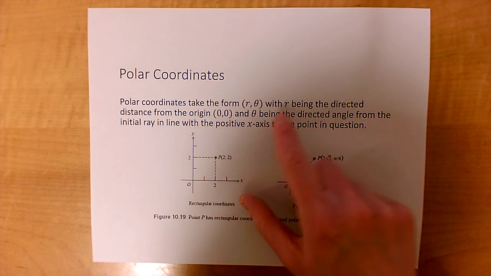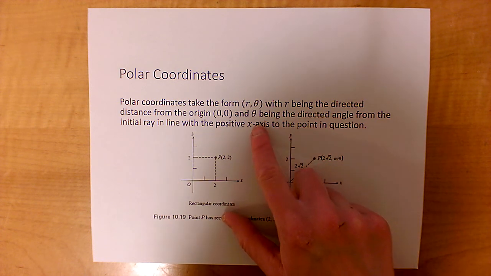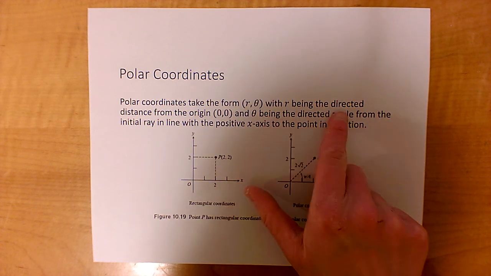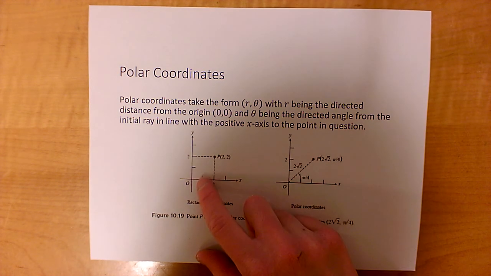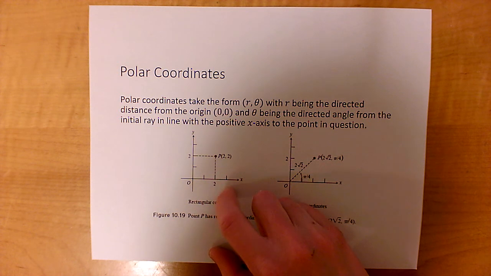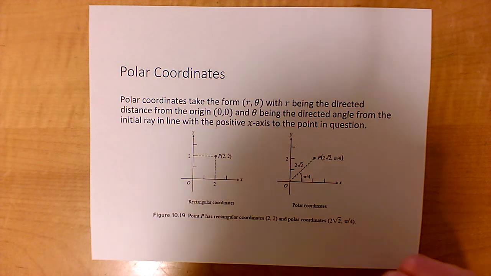Okay, so r is your directed distance from the origin, and then theta is the directed angle from this positive x-axis. And so it's important that we think about this as the positive x-axis.